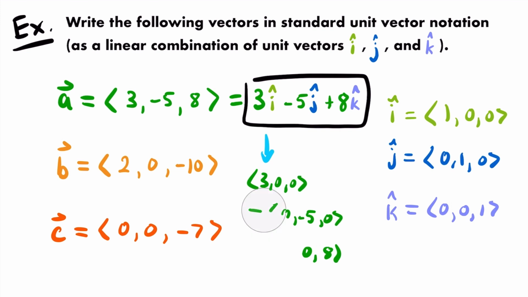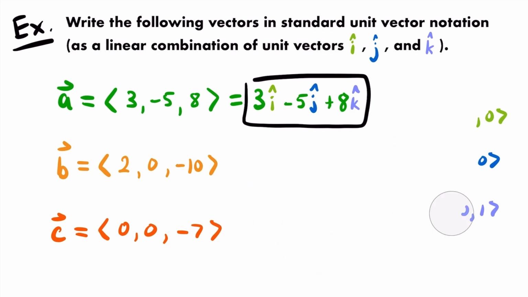All right, so now let's work on the other two vectors. In fact, if you'd like, I would encourage you to pause the video and try and see if you can rewrite these vectors in standard unit vector notation yourself first, and then play the video and see if you get the same answers that I do. All right, so I'll give you a second to pause the video, but now I'm going to get started and write vector B in standard unit vector notation.